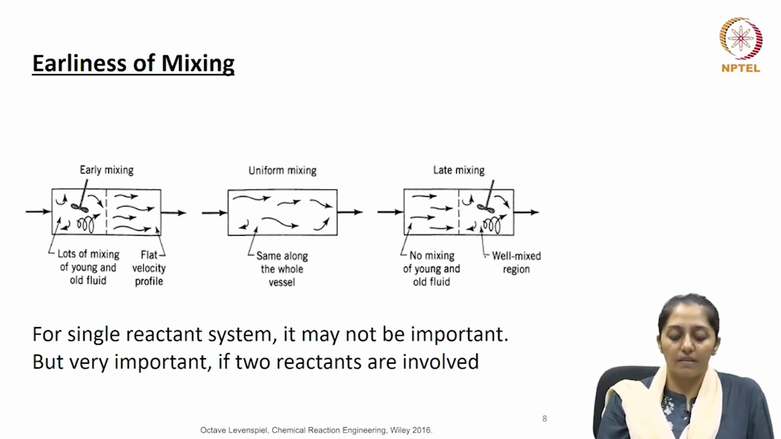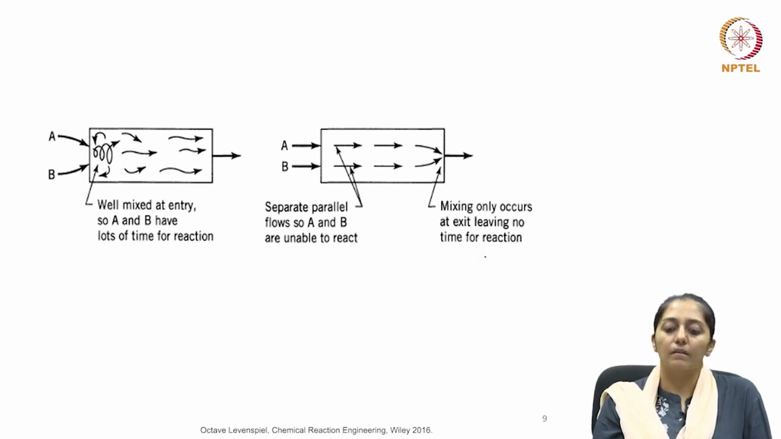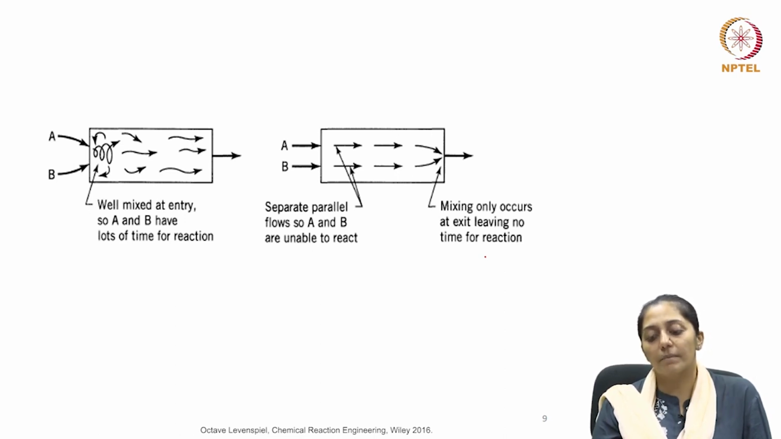Now, for a single reactant system, this may not be of that importance, but it becomes very important when there are two separate reactant streams and they are supposed to react to give the product, as shown in the picture on the slide. So, A and B have to be well mixed at the entry so that they have enough time for reaction. If A and B have late mixing, then there are separate parallel flows of A and B, they are unable to react, and only at the end the mixing is happening, so giving no time for reaction.